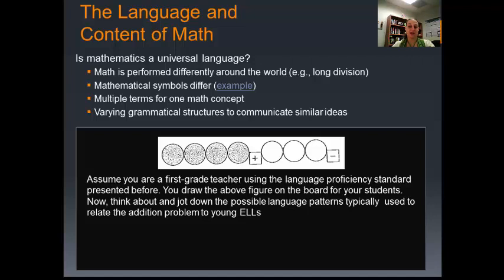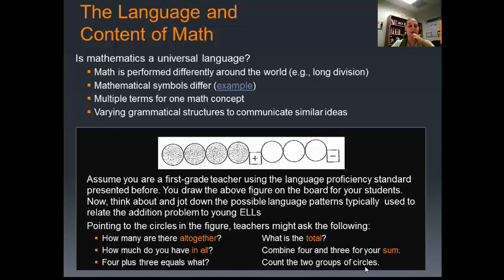Imagine you're a first grade teacher and you draw a couple of circles on the board, right? And your whole aim is to have students be able to add and subtract, or at least to provide you with a total number of circles that you've drawn on the board. Okay, so think about and jot down the possible language patterns that typically would be used to relate the addition problems to your students.